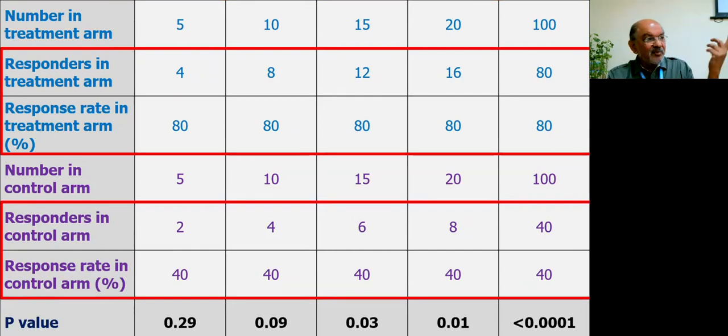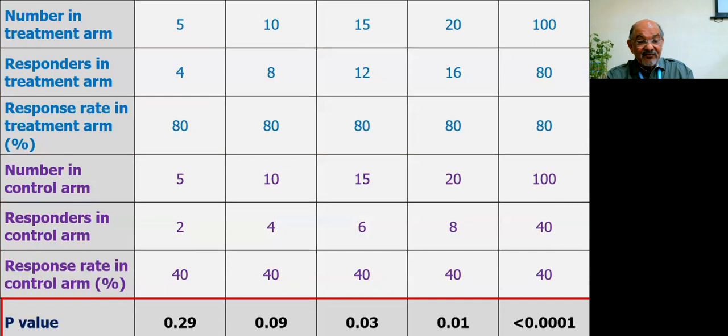Now, which is better, treatment or control? So let's go through it. When you had 5 people in the treatment arm, 4 responded. 4 out of 5 is 80%. When you had 5 in the control arm, 2 responded, 40%. And whether you increase sample size or not, that is the response rate. Okay, so according to this, which is better? Treatment. How much better? Double.